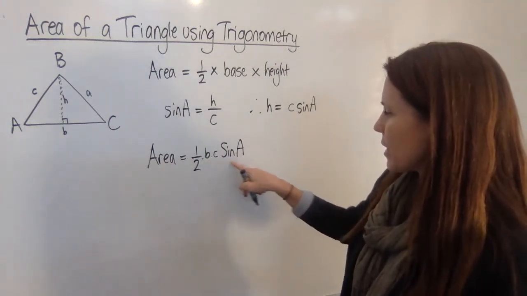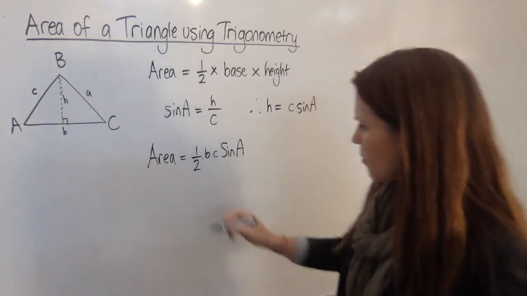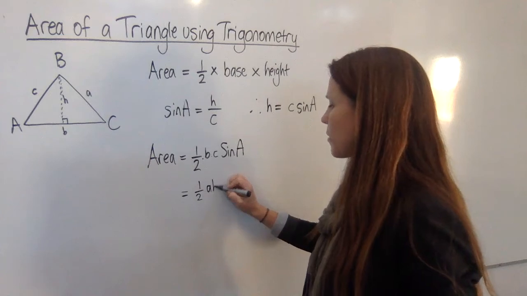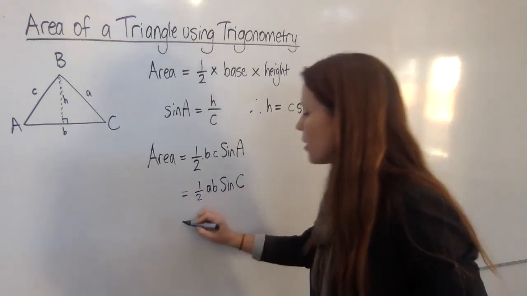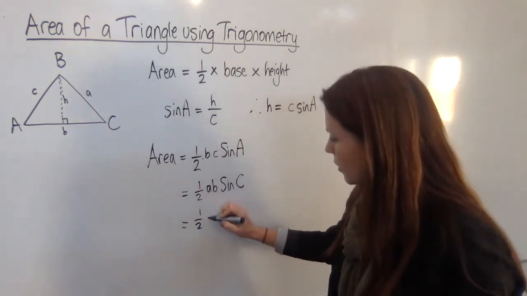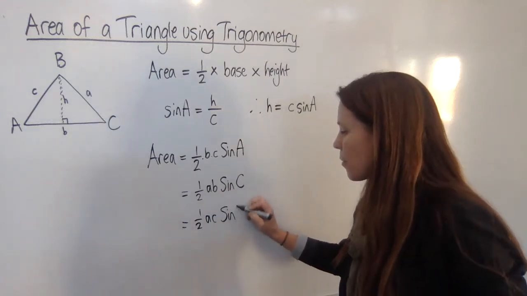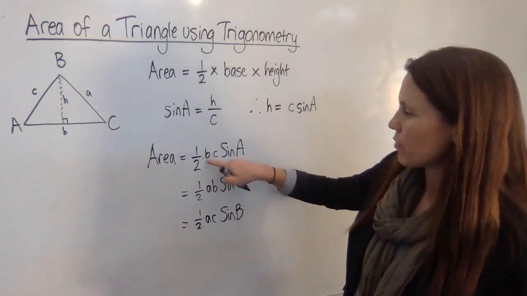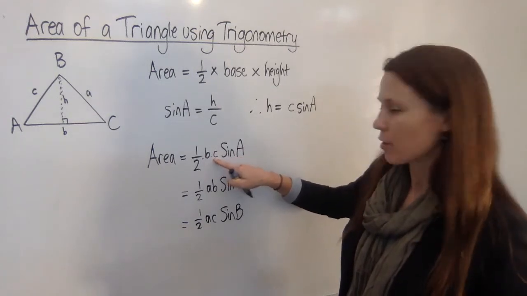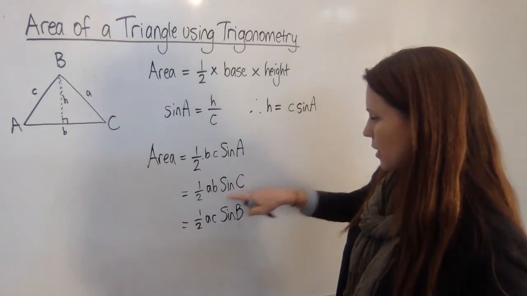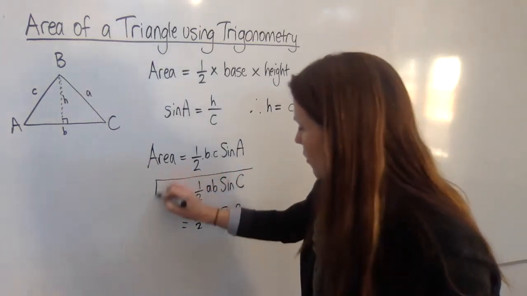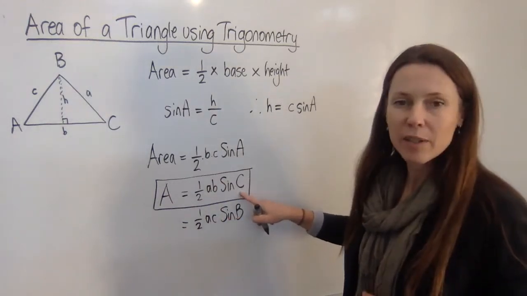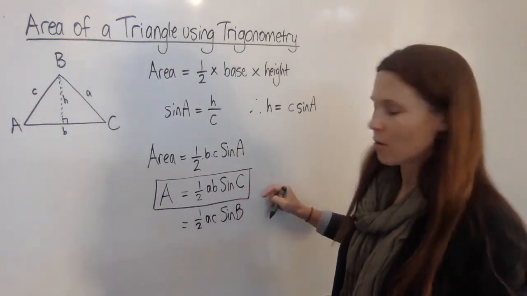Well, it's got a b and a c and an A in it. It can be written three ways. We could say that it's half ab sine C. We could also say that it's half ac sine B. Now what's going on? Well, whichever angle we've used, we use the other two sides, haven't we? So if we've got an A, it's bc, and if we've got C, it's ab. Now this is my favourite version of the formula. Area equals half ab sine C, because it's as simple as ABC, nice and easy to remember.